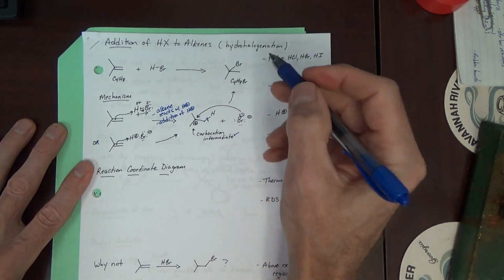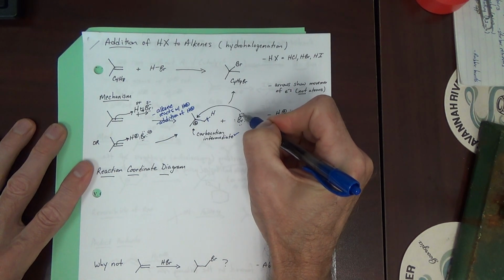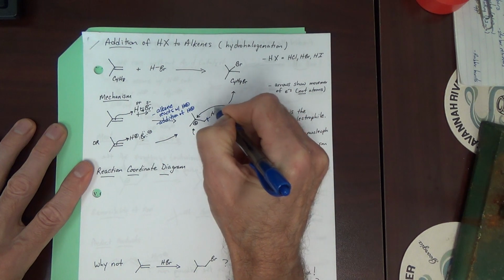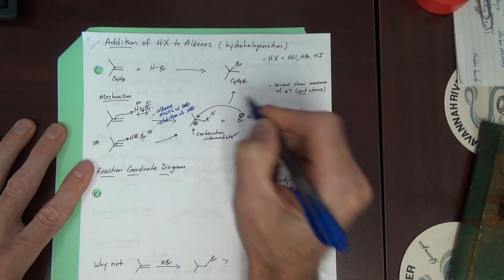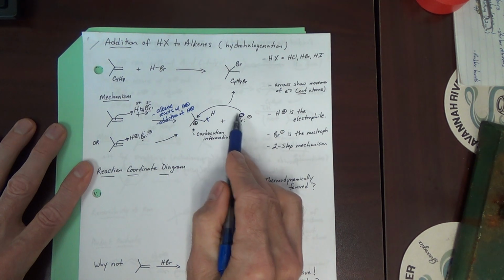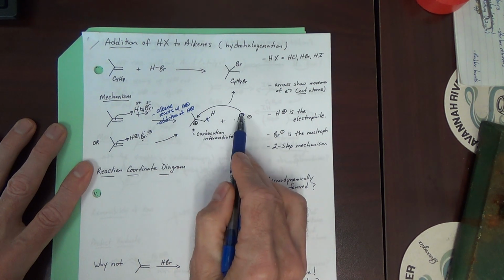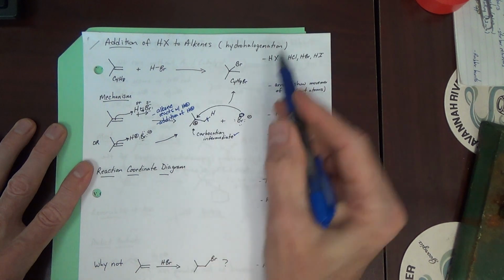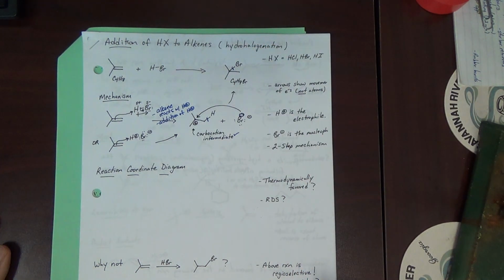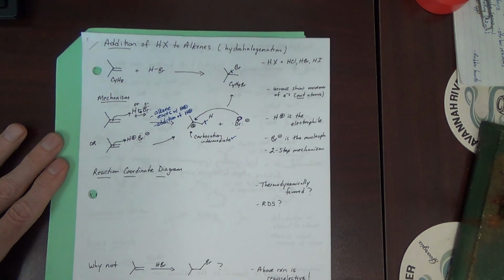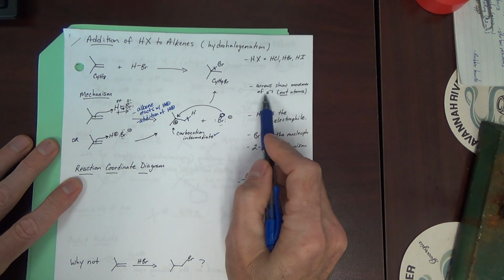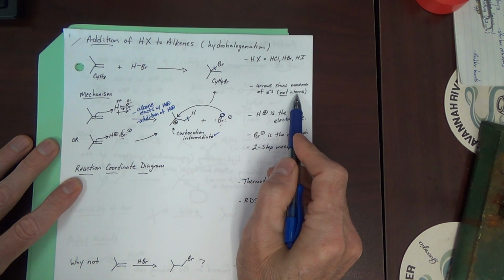The next step is the Br minus. These electrons make a bond to the carbocation. Why would that happen? Well, negatives are going to be attracted to positives, and this is going to make a covalent bond, and there we go, we made that bond, and there's your product. It's a two-step mechanism. Keep in mind that the arrows show movement of electrons, not atoms.